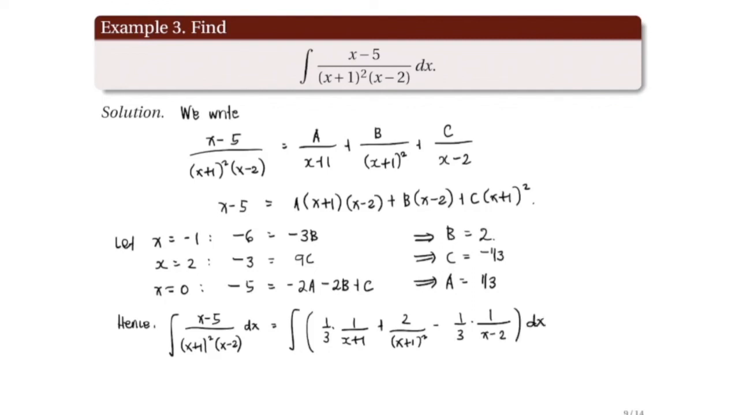And so to integrate now, this is equal to 1/3. Integral ng 1 over x plus 1, again, linear substitution ng x plus 1 will give you ln absolute value of x plus 1. 2 over x plus 1 squared, linear substitution ulit ng x plus 1, that is antiderivative ng 2 over u squared. So this is negative 2 over x plus 1. And then minus 1/3, linear substitution ng 1 over, ng x minus 2, I mean. So that would be ln absolute value of x minus 2, and then plus the constant c. And so this is our final answer.